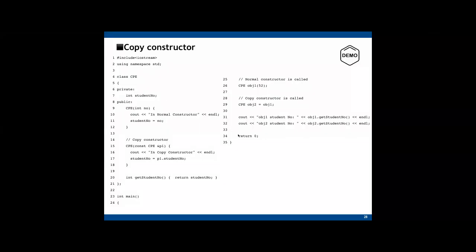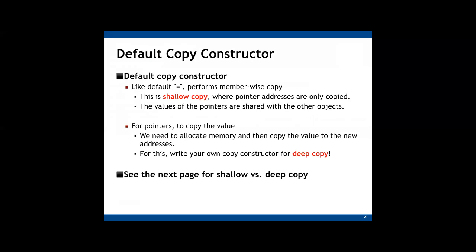So let's go back to the slide. If you do not explicitly define a copy constructor in your class definition, the compiler automatically generates the default copy constructor. The default copy constructor works fine. You can use it if your class does not have any pointer member variables. But if your class consists of pointer member variables, you have to think twice, because the default copy constructor performs shallow copy.